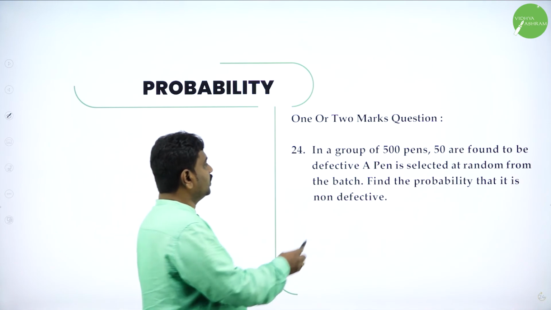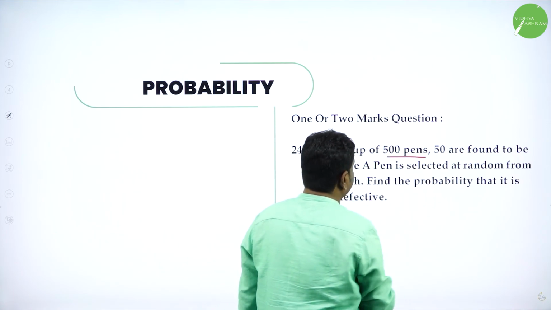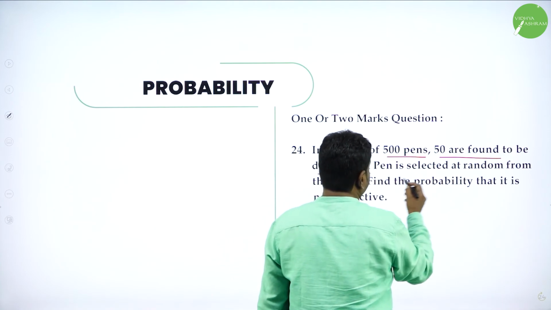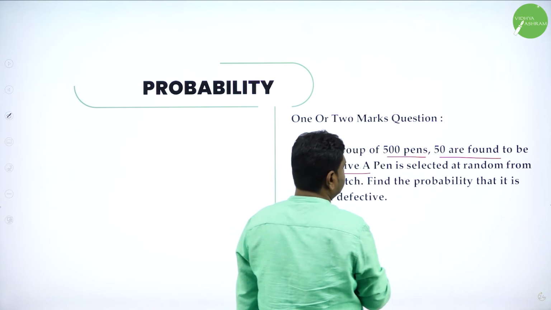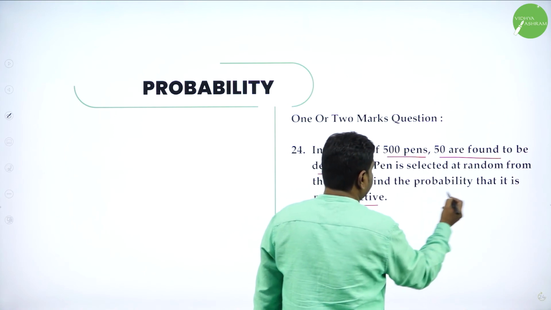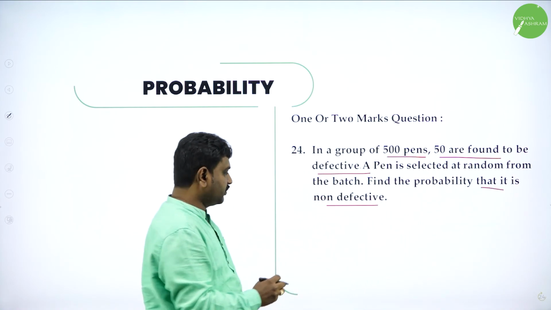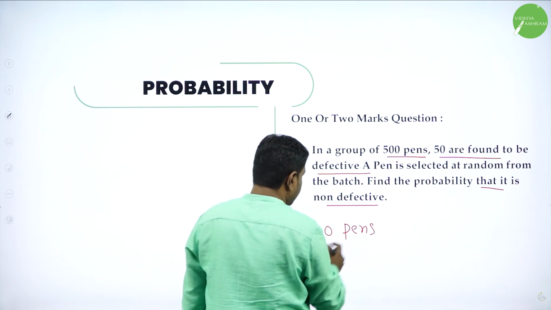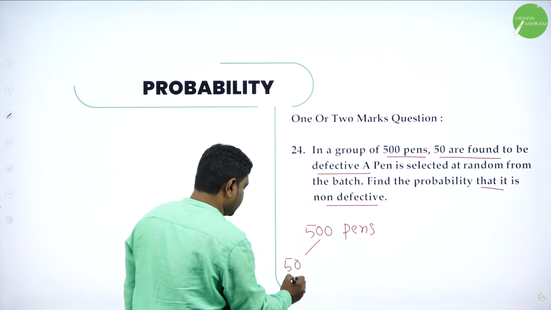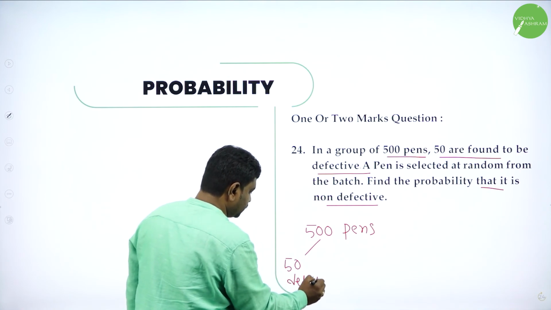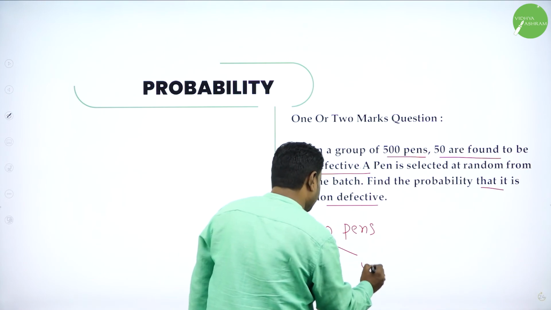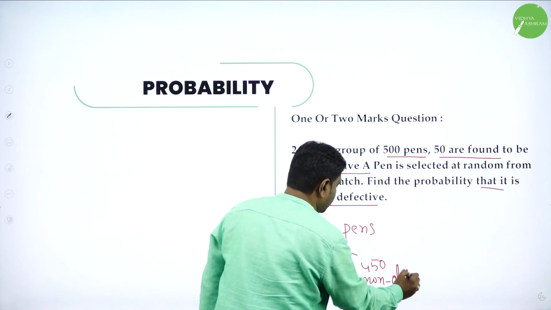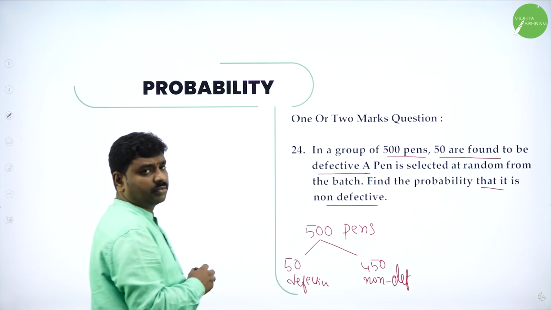Next we have, in a group of 500 pens, 50 are found to be defective, and a pen is selected at random from the batch. Find the probability of getting a non-defective one. They told there are 500 pens in total. 50 are defective. Remaining 450 are non-defective. They want the probability of getting a non-defective pen.